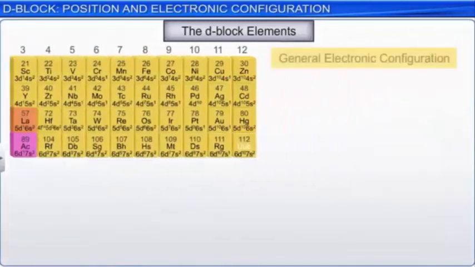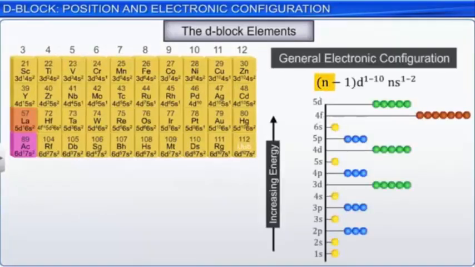The general electronic configuration of these elements is (n-1)d1 to 10 ns1 to 2. This generalization has several exceptions, because the energy difference between the ns and (n-1)d orbitals is small, and the transition of electrons between ns and (n-1)d takes place readily.